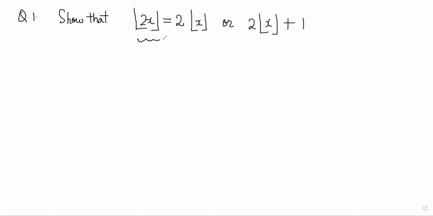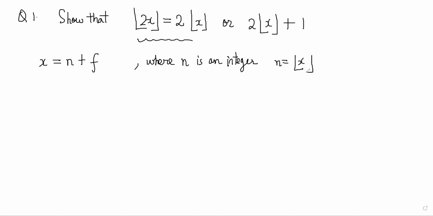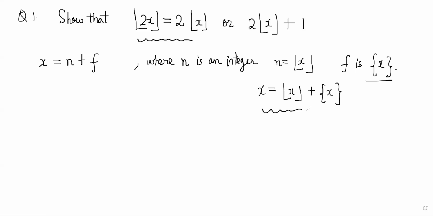In most cases, when you have a proof-type question, what we should start with is trying to understand what x is. Let's say x is equal to n plus f, where n is an integer, namely n is the floor of x, and f is the fractional part of x. Basically, any x you can write as the floor of x plus the fractional part of x, because that is how you define the fractional part of x. So this is true, therefore we can write x as n plus f.